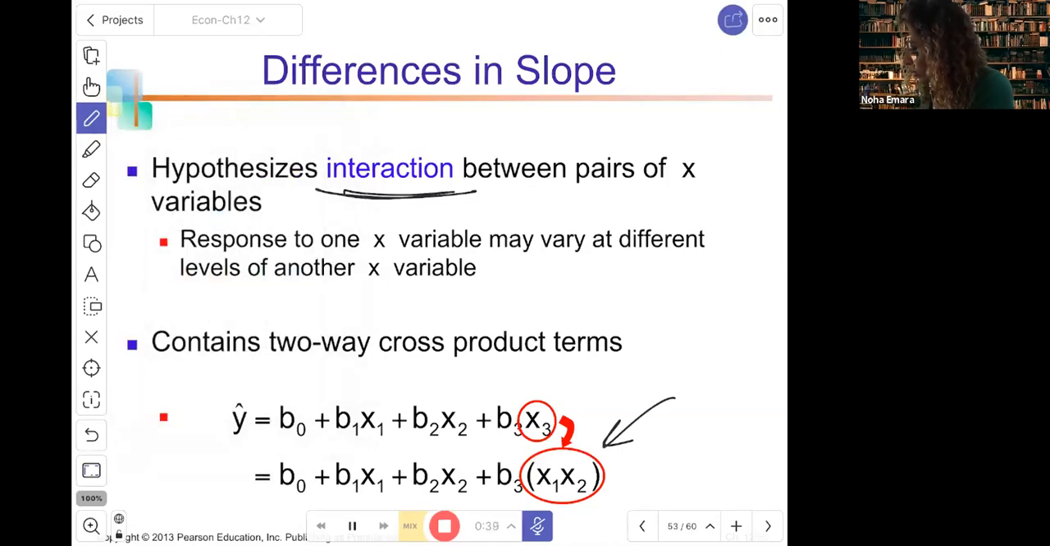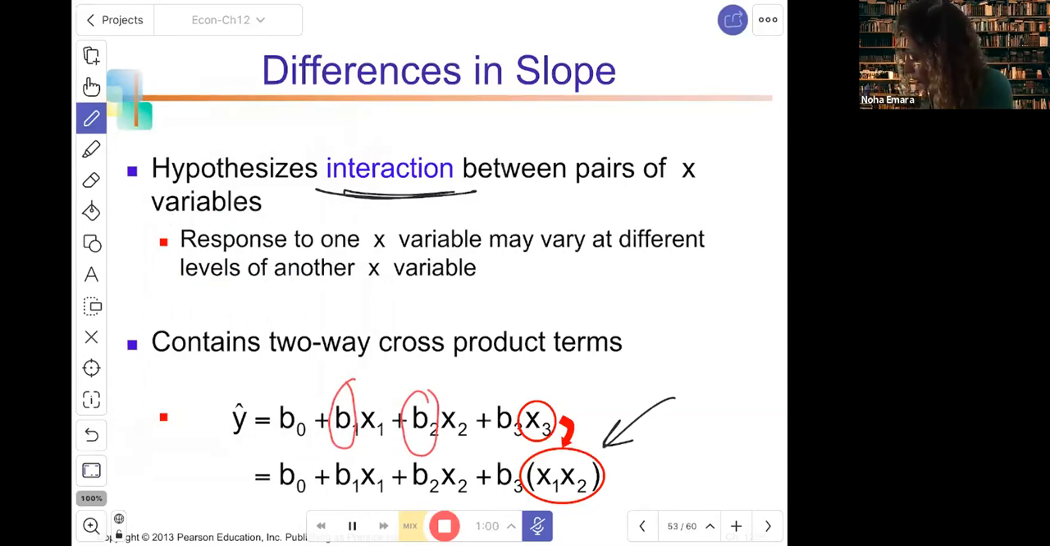So the beta one is analyzing the effect of X1 on Y holding constant X2. This one is analyzing the effect of X2 on Y holding constant X1. Now, what if I want to have both effects simultaneously?